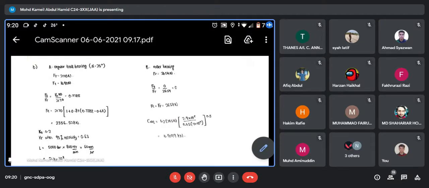Okay, so you're given, they ask you to find angular ball bearing, alpha is 25 degree. Check FR dengan FT dia. So FR is given. FR is 2170. Okay, FT daripada soalan you have 1690. Okay, that's good. Okay, check for FT, you get 0.779. Okay, 0.77 ada.